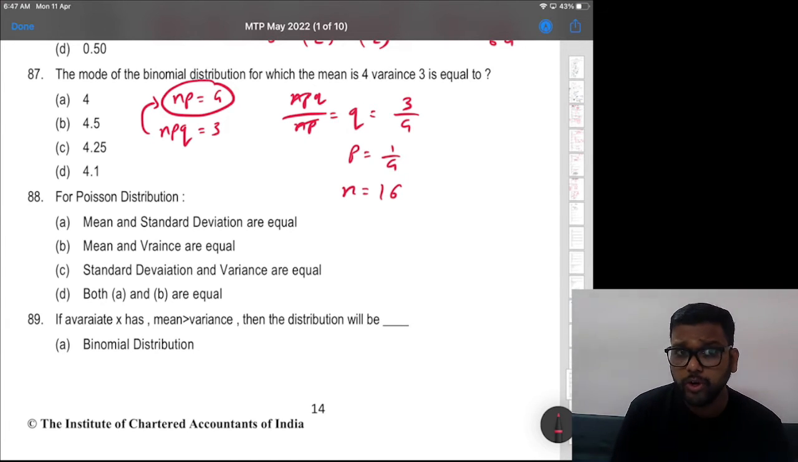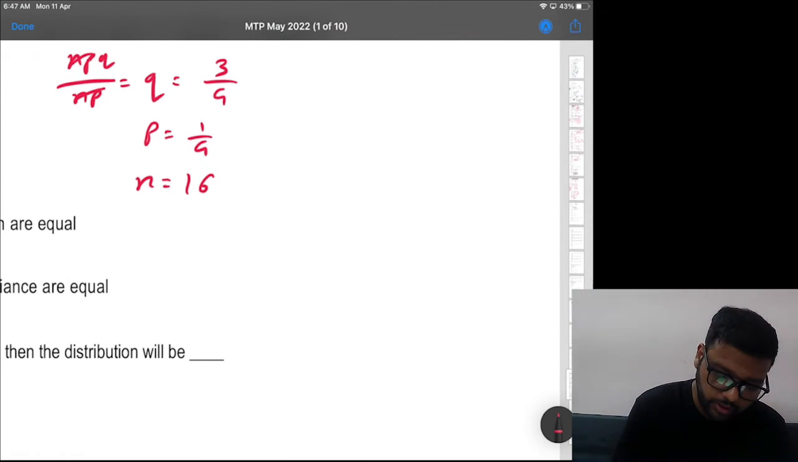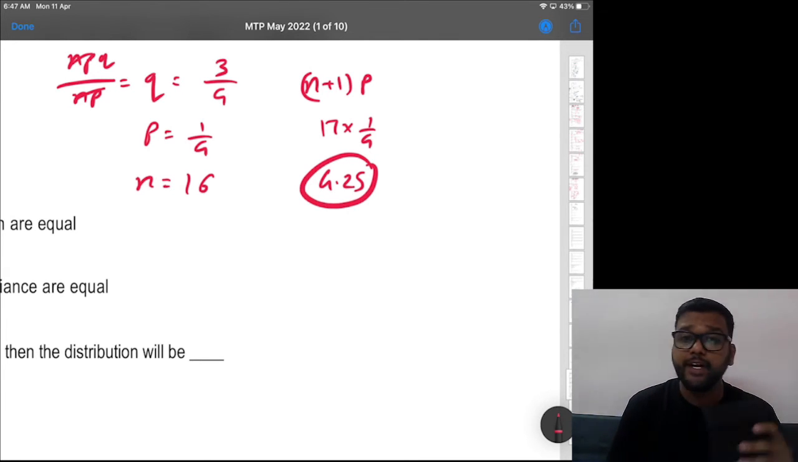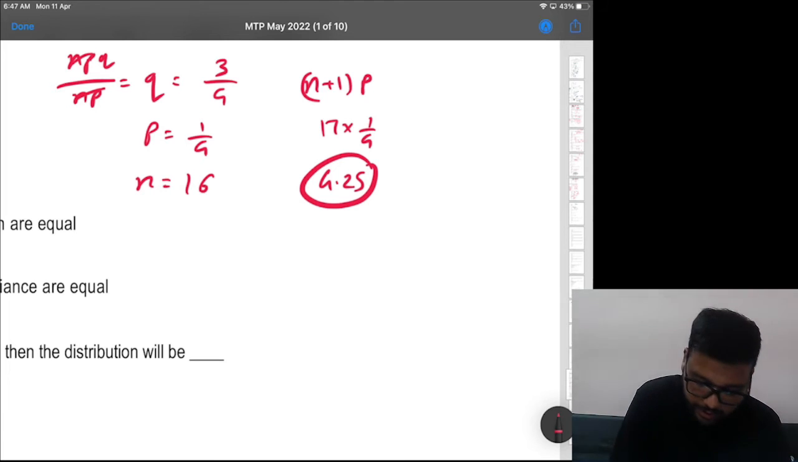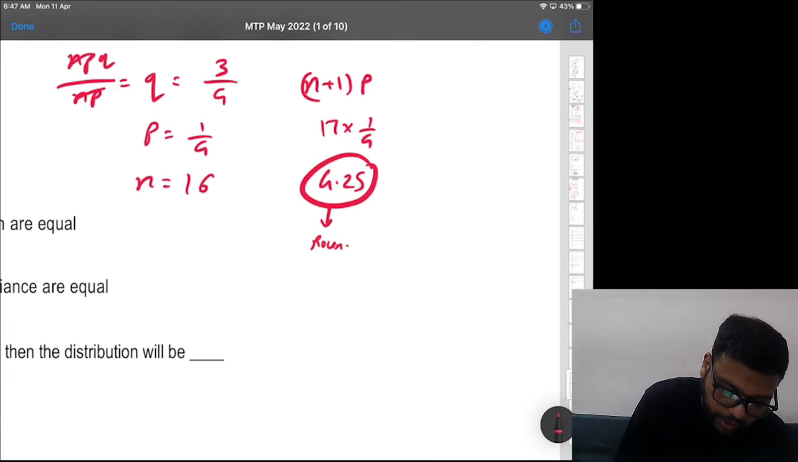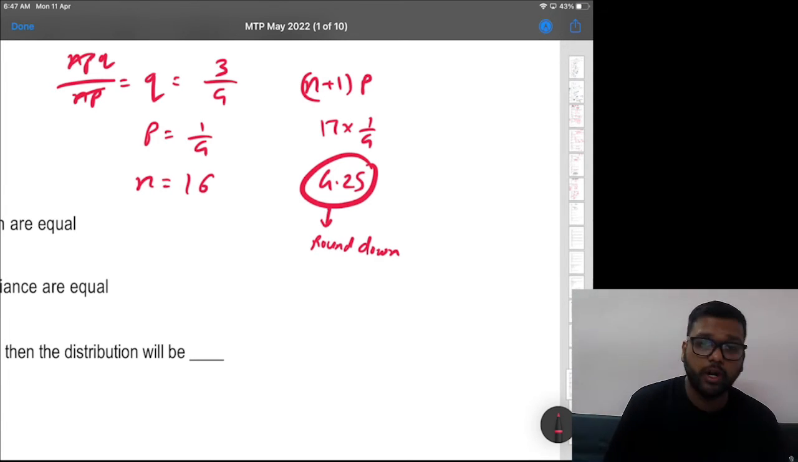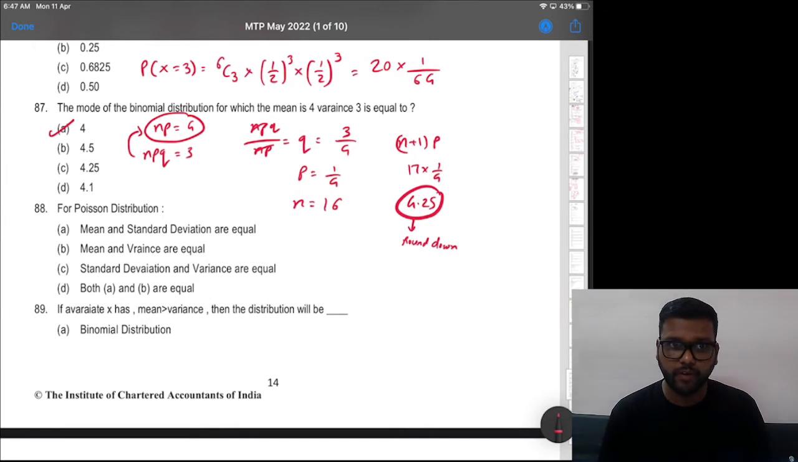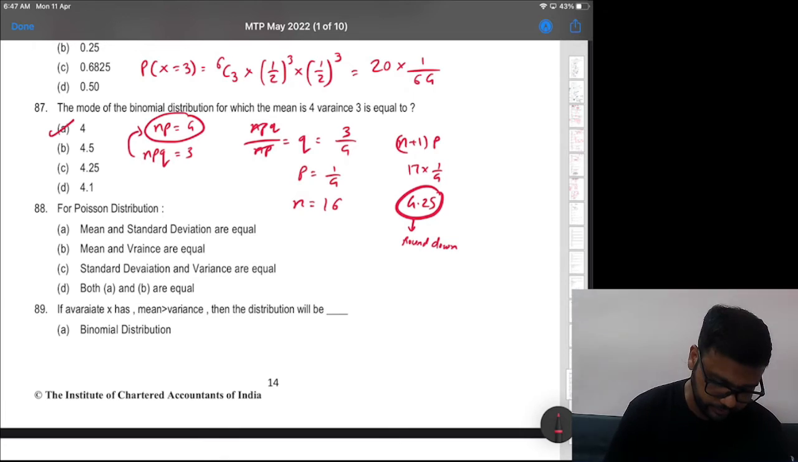Now how do we find mode? For finding mode, we take (n+1) times p. That means 17 into 1 by 4. What is 17 into 1 by 4? 4.25. If it is not an integer, then we round it down. So round down will be 4. So 4 is the answer for mode. Round down, don't forget, 4.25 is not the answer.